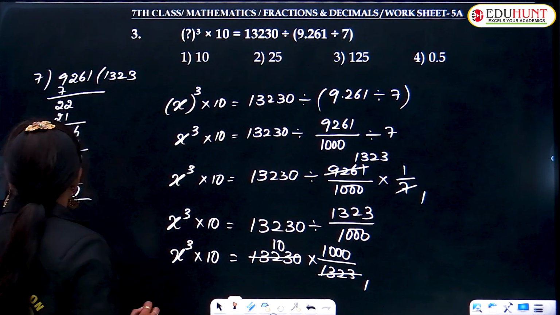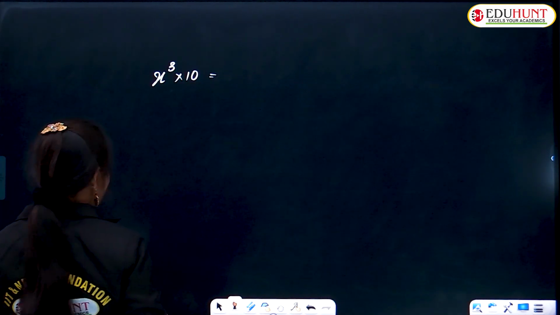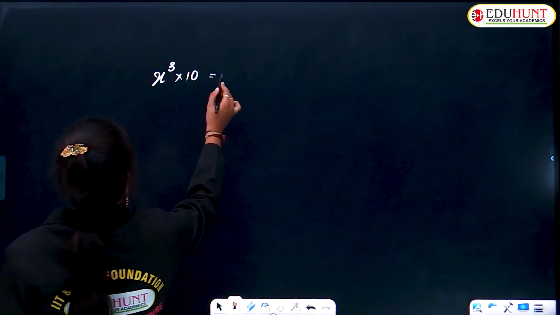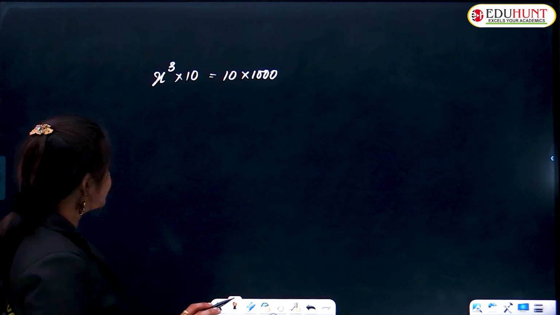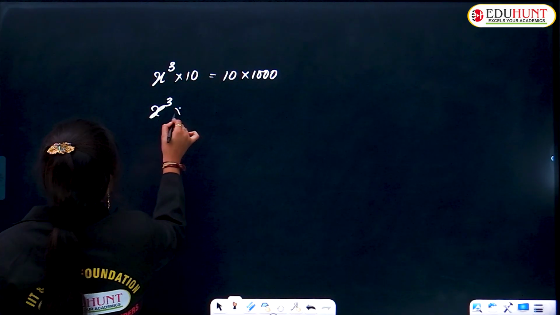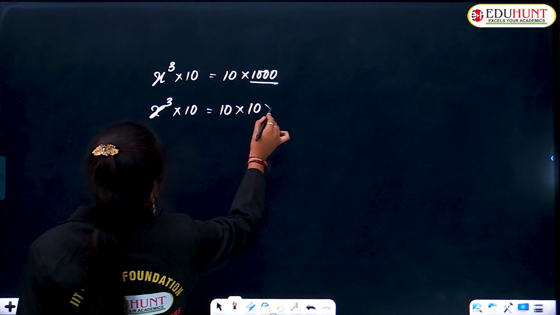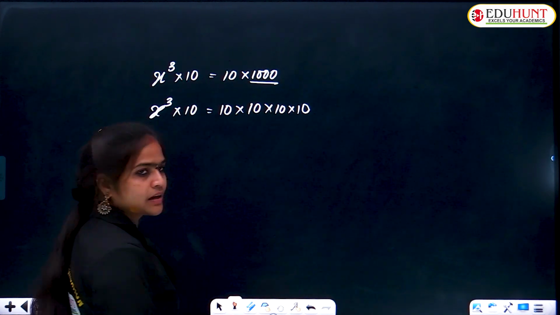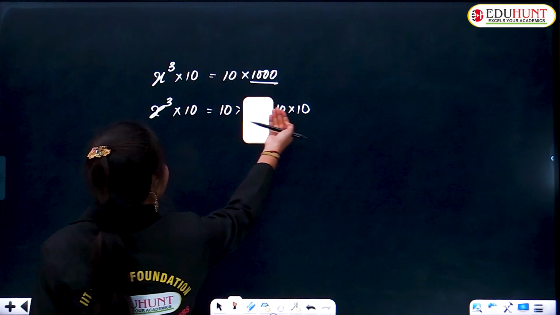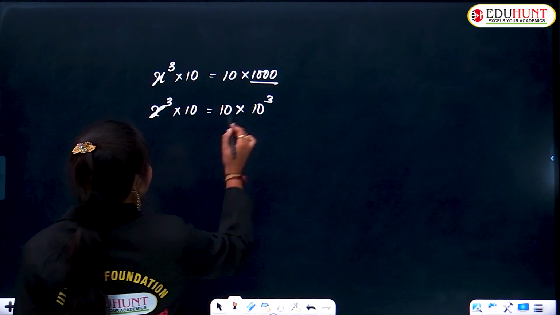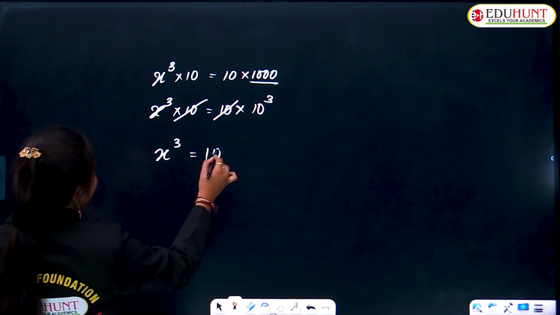Clear? Now see that x cube into 10 is equal to 10 into 1000. Don't take any cancellations, just see that x cube into 10 is equal to 10 into 1000. We can write it as 10 into 10 into 10. Understood? 10 tens 100, 100 tens 1000, 10 cube. Or else you can directly write it as 10 cube also. Now 10 and 10 get cancelled. Now here x cube is equal to 10 cube.